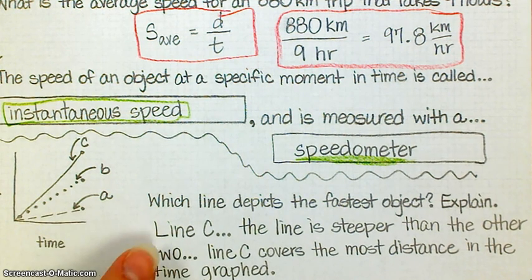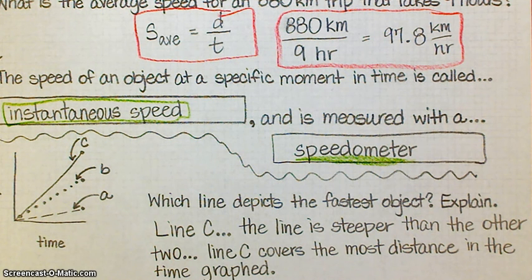Okay, so my explanation, y'all said line C, and yes, I can tell because number one, the line is steeper than the other 2 lines, and also line C, if I look at like your distance and your time measurements, line C obviously is covering the most distance in the amount of time that's graphed. Is everybody good? Okay, flip over.